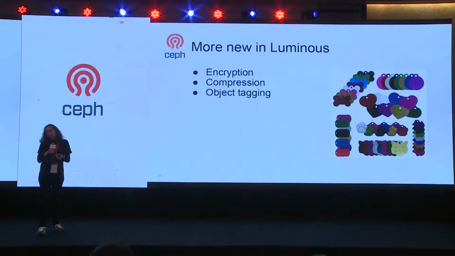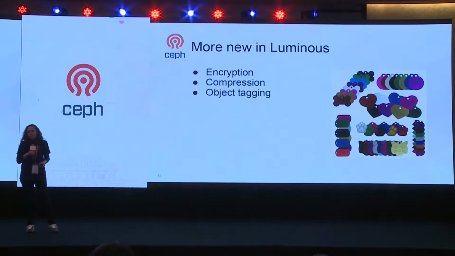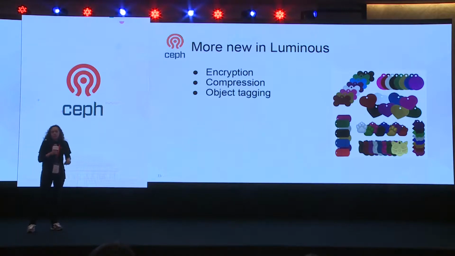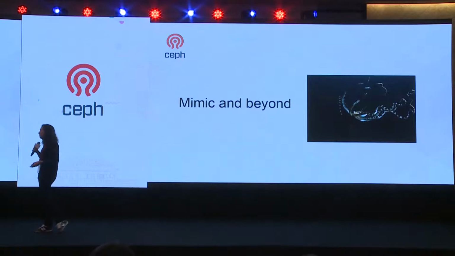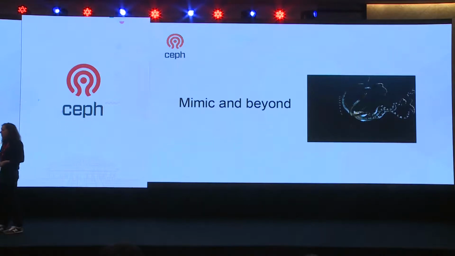We have a lot more new in Luminous. We have server-side encryption for the objects. We have compression to save data. And we have object tagging, which is the enrichment of the metadata search in object metadata. And now Matt will continue and talk about Mimic.